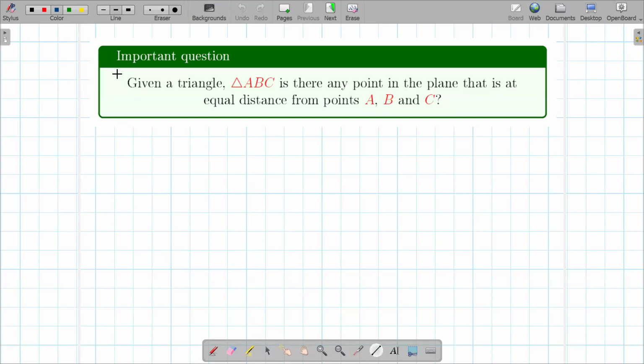Well, here's another important question for us. Given a triangle ABC, is there any point in the plane that is at equal distance from points A, B, and C?